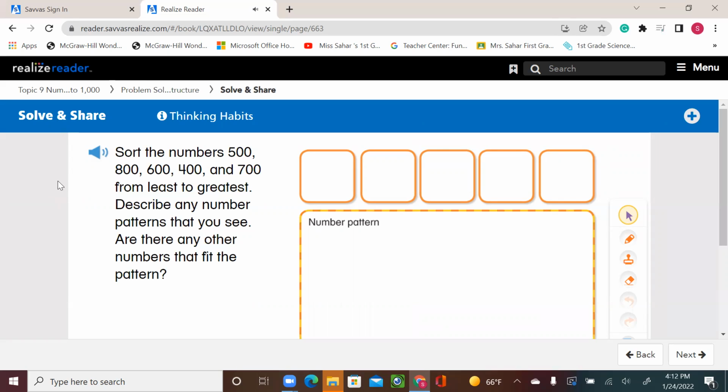All right, this is a very interesting lesson and it's really, really fun. Sort the numbers 500, 600, 800, 400, and 700 from least to greatest. When I say least, it means start with the lowest number and go step by step till you reach the highest or the greatest number. Of course, since they are all hundreds, I'm going to look at the hundreds. I know that I have 500, 800, 600, 400, and 700.